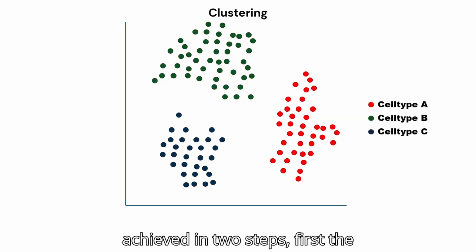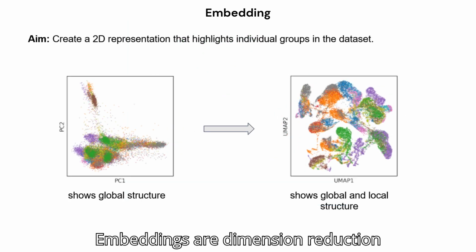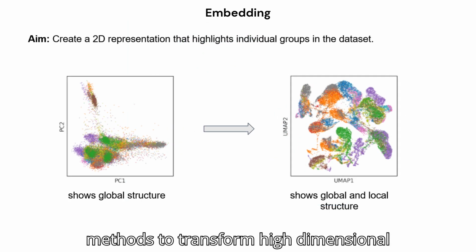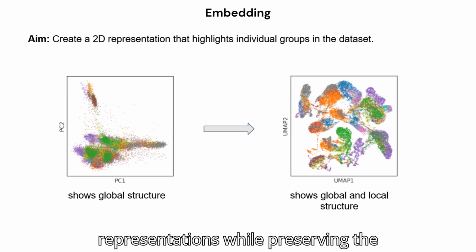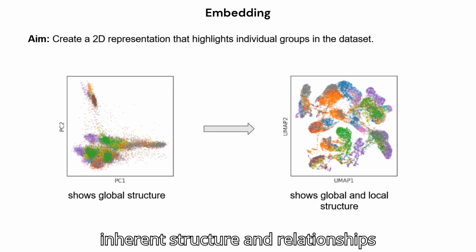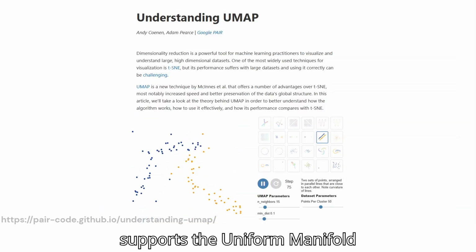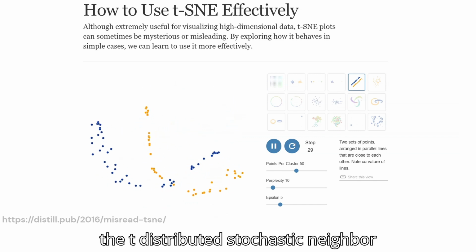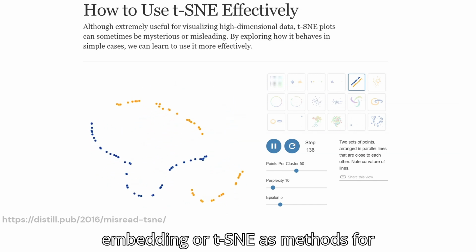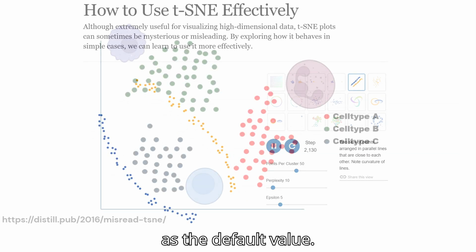This grouping is achieved in two steps. First, the embedding and then the clustering. Embeddings are dimension reduction methods to transform high-dimensional data into lower-dimensional representations while preserving the inherent structure and relationships between individual cells. The SC toolbox supports the Uniform Manifold Approximation and Projection, or UMAP, and the T-Distributed Stochastic Neighbor Embedding, or t-SNE, as methods for dimension reduction, with UMAP being set as the default value.